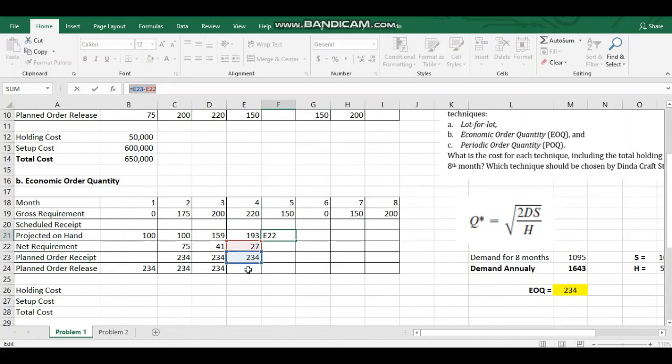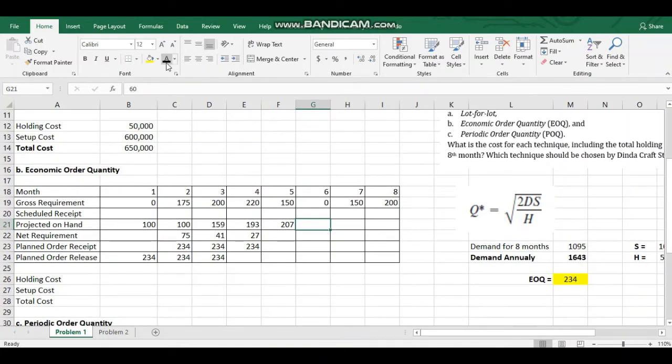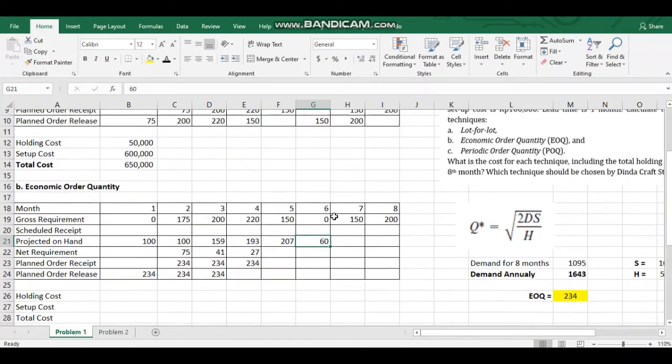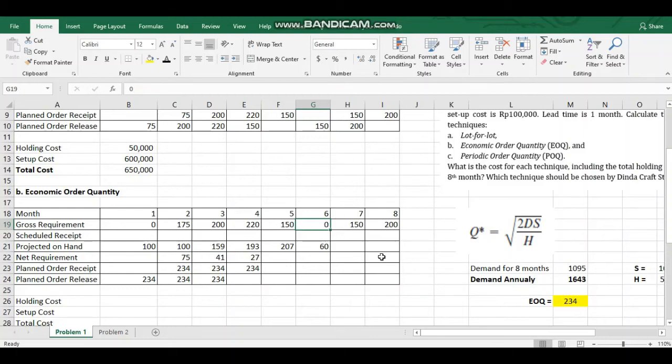So 207 units is the remaining after we fulfill the net requirement on the 4th month using the planned order receipt. This time our gross requirement is less than our inventory, so there is no net requirement, right? Because we could fulfill all of these 150 units using our inventory. So our inventory will be reduced as much as the requirement for the 5th month, and the remaining will be carried to the 6th month as inventory. So this is our remaining inventory, 60 units, and there is no requirement for the 6th month, so just move to the next month and our inventory will remain the same.